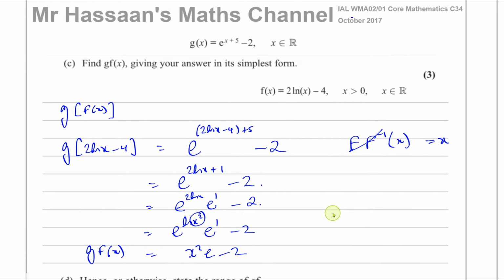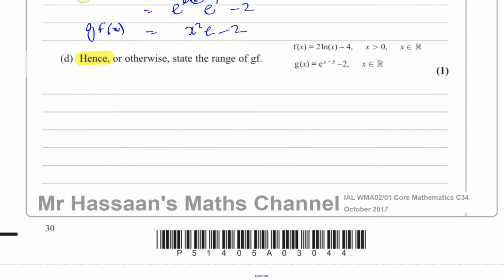And then for part D. And now for part D, and here we're told, hence or otherwise state the range of g of f. Okay, so if we use the hence method, then we're going to use this result. g of f of x is equal to x squared e minus 2. Now e is just a constant. Okay, e is the natural number.